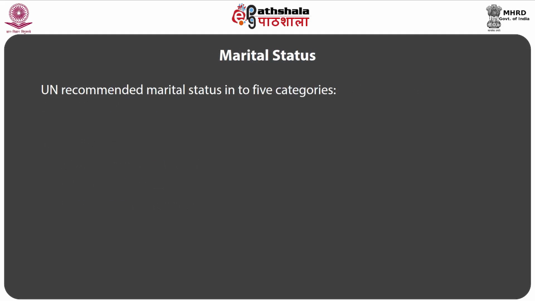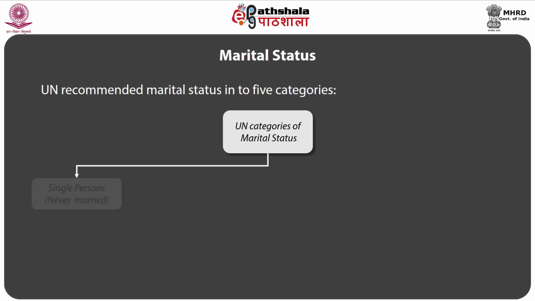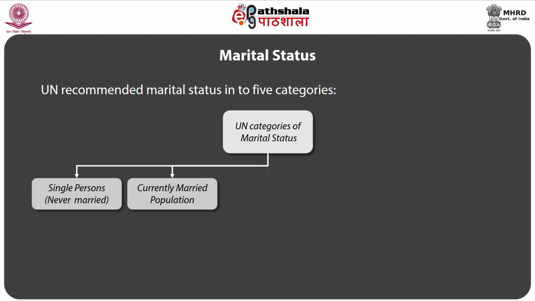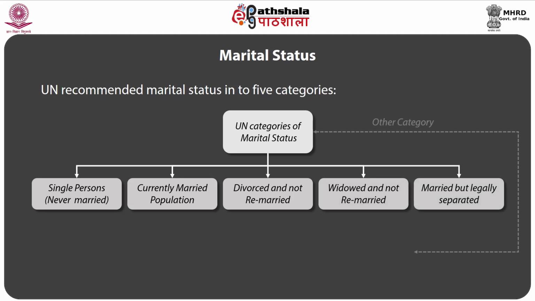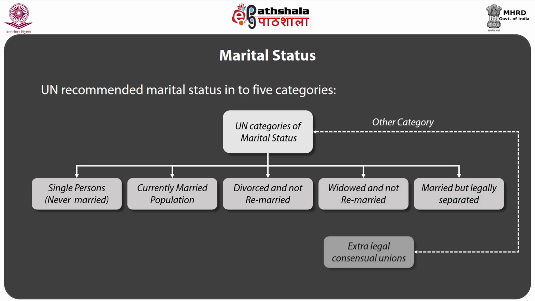Marital status. The United Nations recommended marital status in 5 categories. Number 1, single person, never married. Number 2, currently married population. Number 3, divorced and not remarried. Number 4, widowed and not remarried. Number 5, married but legally separated. Other categories are followed in different societies. Number 1, extra-legal consensual marriage, union.